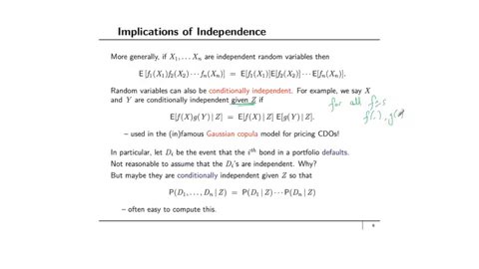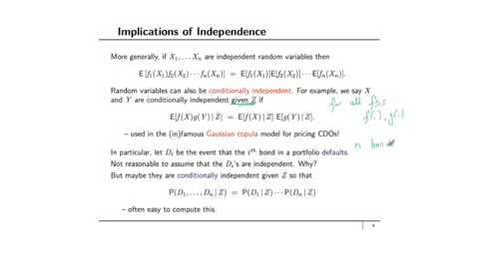In fact, this idea of conditional independence we're going to see later in the course because it's used in the now infamous Gaussian Copula model for pricing CDOs. So just to give you a brief idea of how it might be used in a bond or CDO context, let Di be the event that the ith bond in a portfolio defaults. We'll assume that there is a portfolio of n bonds.